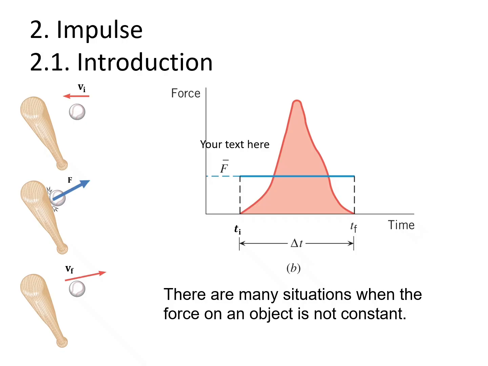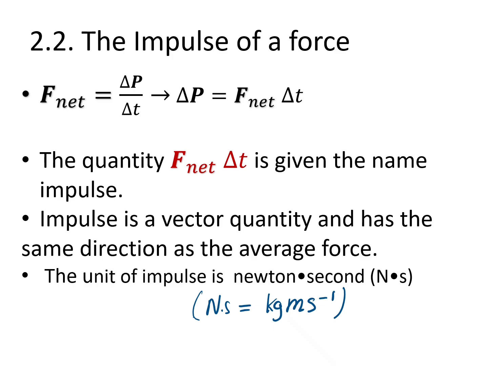Now we can define impulse mathematically and connect it to momentum. From Newton's second law, the net force is related to how quickly momentum changes. The net force equals change in momentum divided by the time interval. If we rearrange that relationship, we get this important statement. Net force times the time interval equals change in momentum.